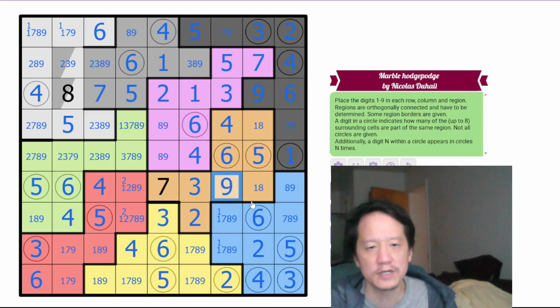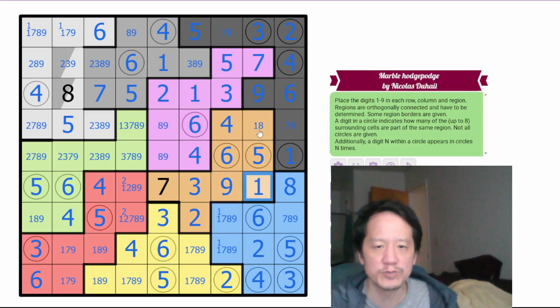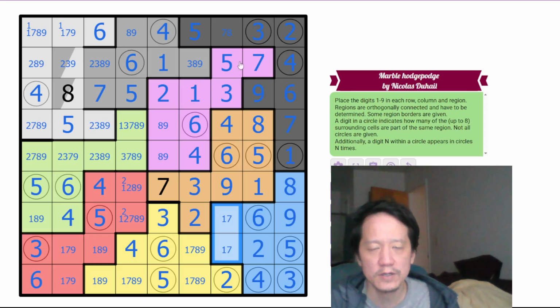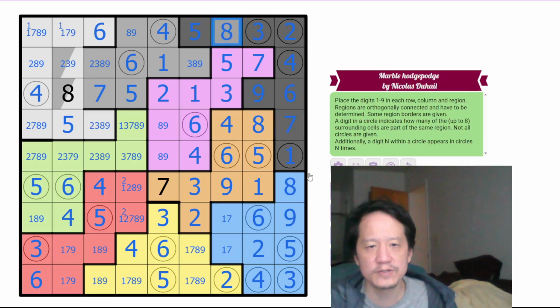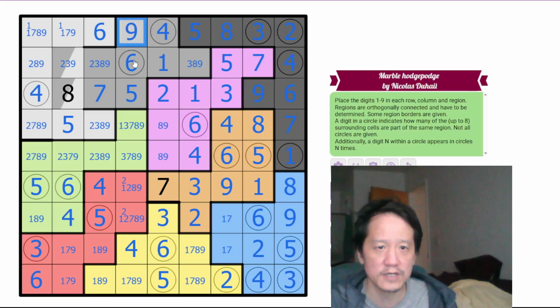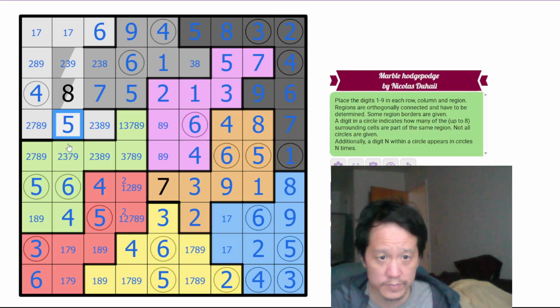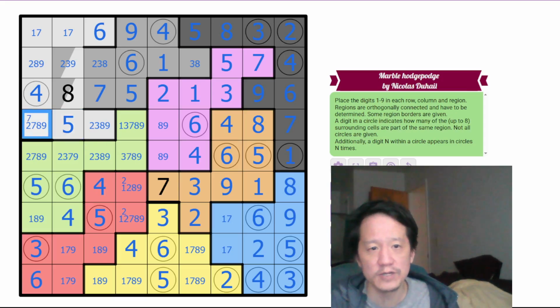This must be 9. That makes this 8, which makes that 1, which makes that 8. This 8 makes that a 7. This 7 and 8 makes this a 9. This can't be 8 or 9. What's a 1, 7 pair? This 7 eliminates that 7, so this is 8, which makes this a 9. This can no longer be 9. This can't be 9. This can't be 9. This can't be 8. So it's a 1, 7 pair here, which eliminates 1 and 7 in the rest of the light region.